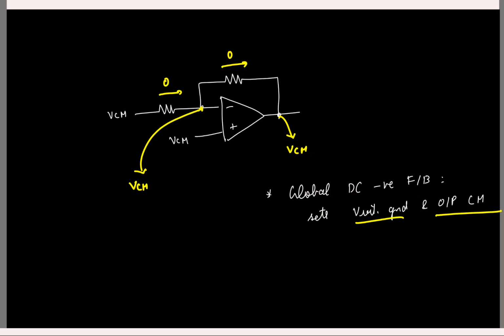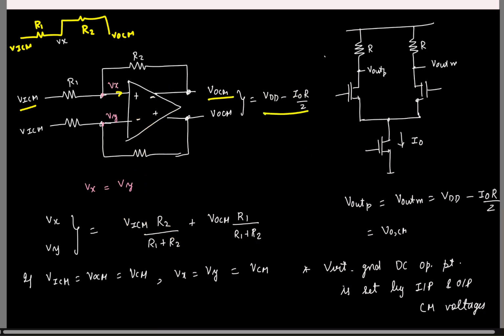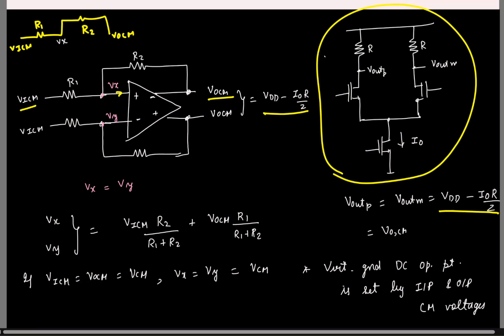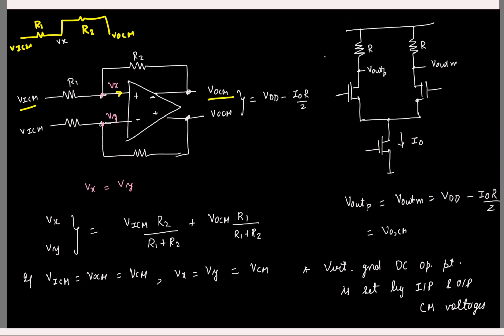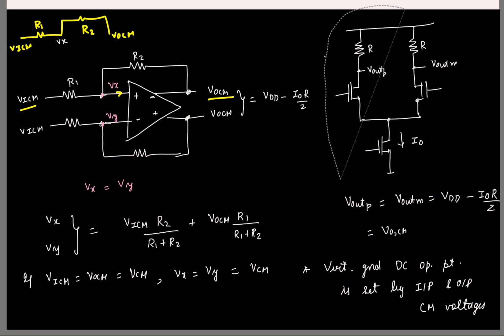Whereas here I will have to set my output common mode properly, and in this amplifier it's straightforward: it is set to this value VDD minus I naught R by 2. Okay, so the output common mode that is set within the op amp and the common mode I am applying at the input, together they set the virtual ground voltage. Fine? Cool. So that point is clear. Let's proceed.